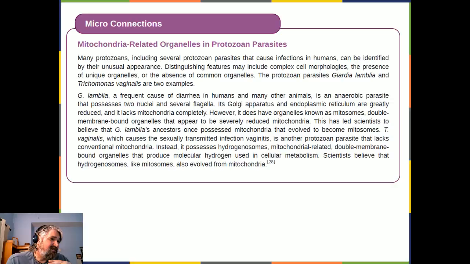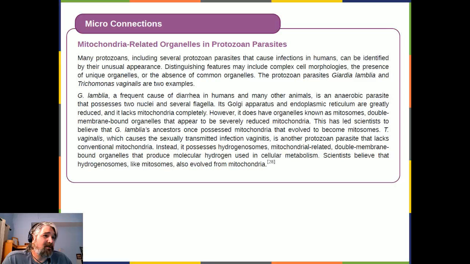So Giardia causes diarrhea in humans and other animals. It's an anaerobic parasite, possesses two nuclei and several flagella. So being anaerobic is kind of a clue. Its Golgi apparatus and ER are greatly reduced, and it lacks mitochondria completely, but it does have a mitosome. It's a double membrane-bound organelle that appears to be a severely reduced mitochondria. So the idea is that Giardia's ancestor once had a mitochondria that became the mitosome.